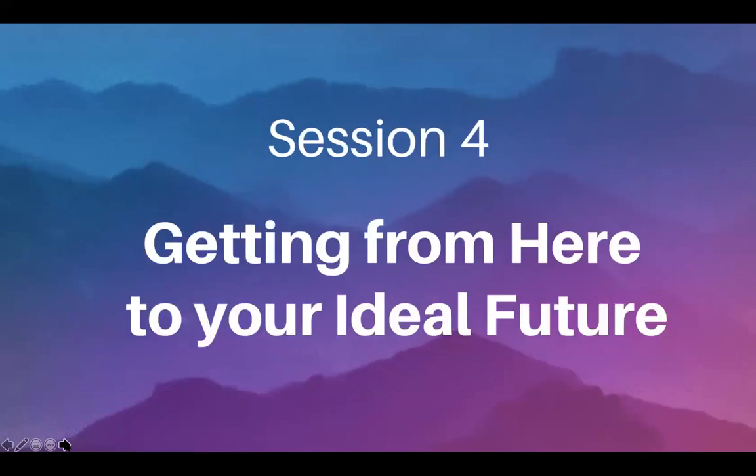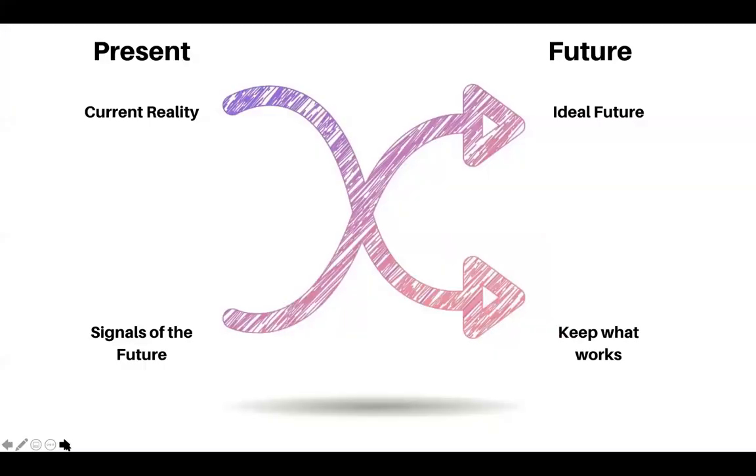So this session is the getting from here to your ideal future. Just a little bit of review. We are using a tool called backcasting. Backcasting is when you decide what you want the future to look like, what is the best possible outcome, and then you work backwards and figure out what do I have to do to make that ideal future happen. In this method, you're not trying to predict the future, you are trying to create the future, which I think for the work that all of you do is especially important.